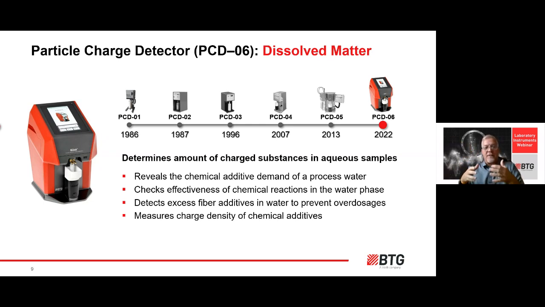We had all kinds of things being introduced to the wet end of a paper machine, and you can see a lot of work was done to bring the MUTEC, the PCD, along for the ride. The key thing to remember here is this is looking at the water phase. When you take a sample, you're separating the fiber out to see what's going on that's dissolved in the water. It's really good at seeing if there's excess fiber additives that have made it into the water and being overdosed. It's very good at looking at the effectiveness of those chemical reactions. But the key thing to remember, water phase measurement.